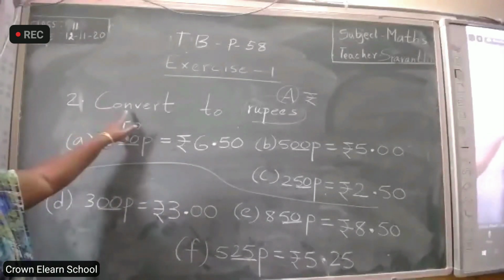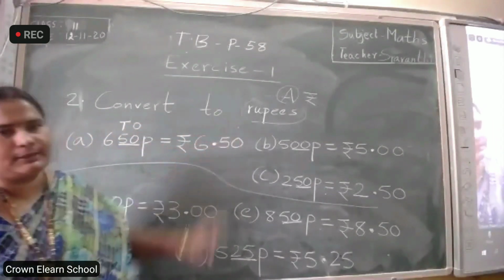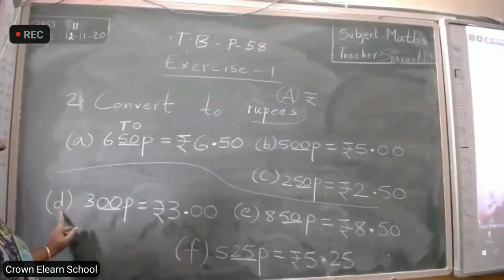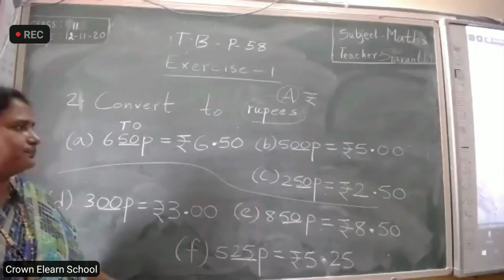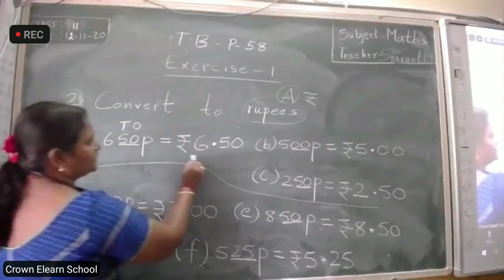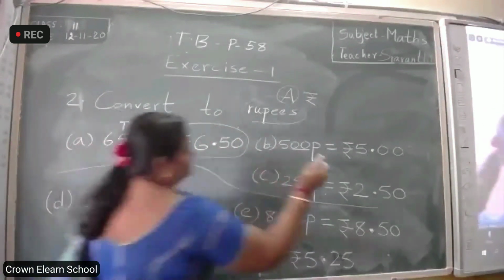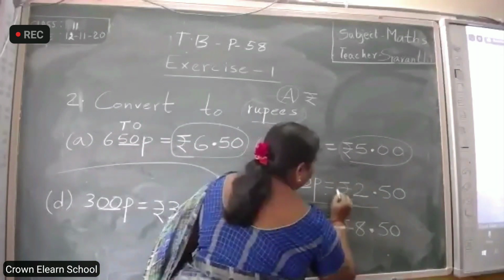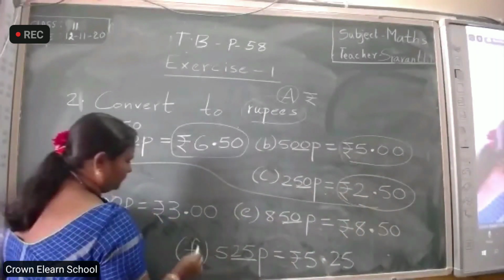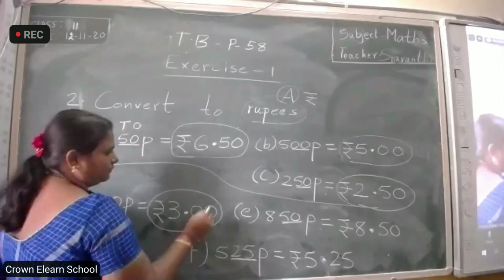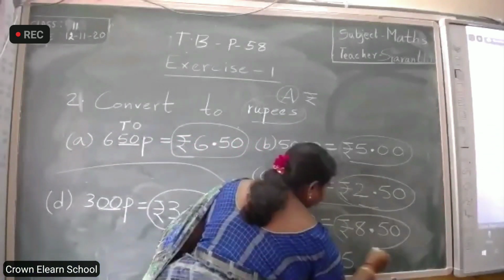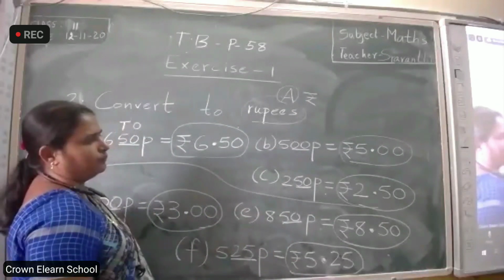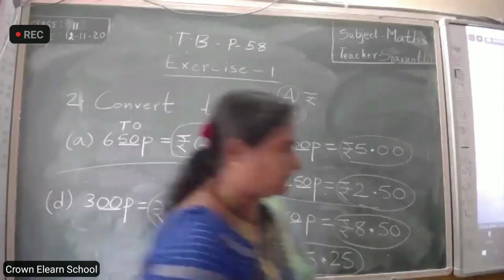Roman number 2, convert to rupees. We have A, B, C, D, E, F. Check your answers once. You need not circle, just check. Check your answers, all of you. Have you written the same? Check these answers, what you have written in the textbook. Please check the symbols also. Check.